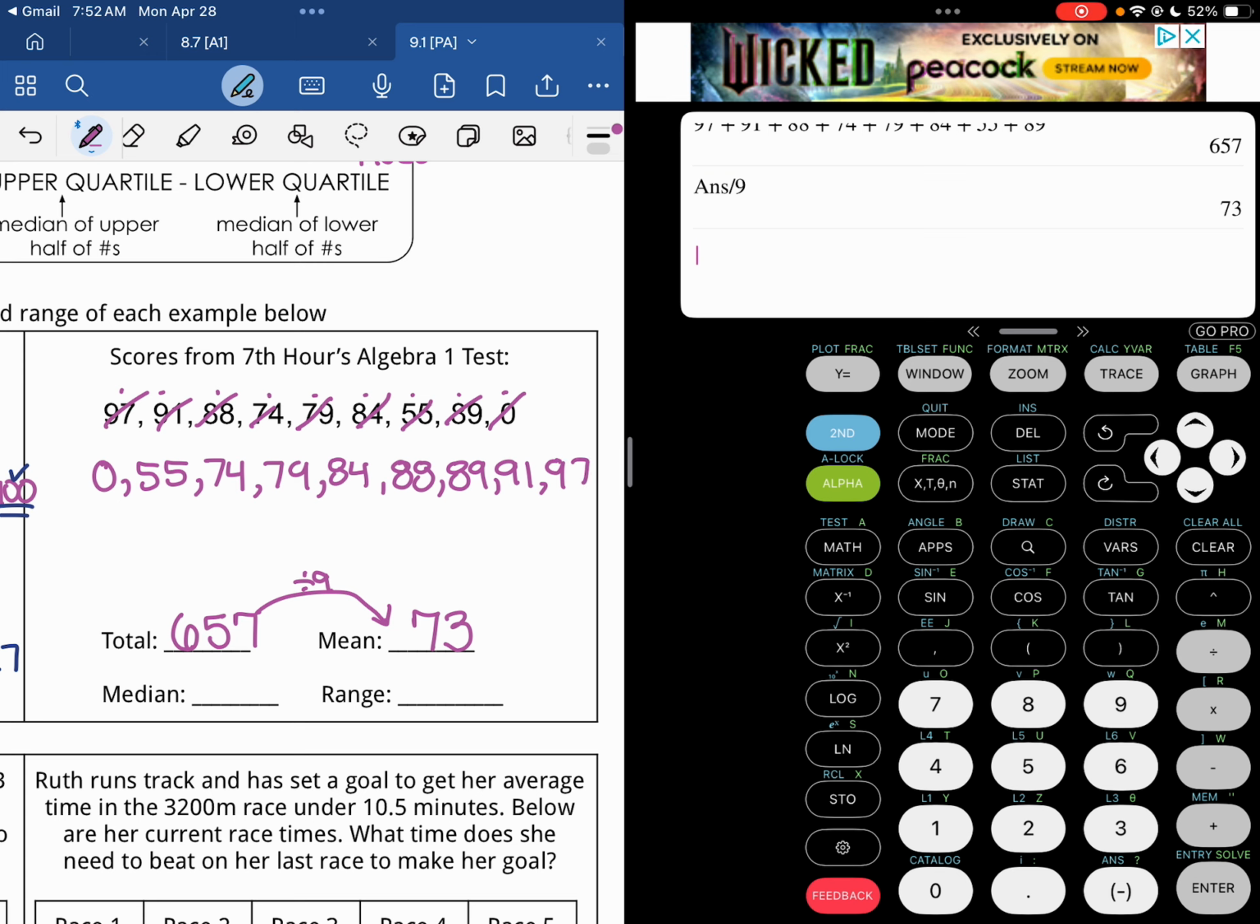And then you cross off one on each side till you get to the middle. And this time it's 84 perfectly in the middle. So your median is 84. But if you have two numbers, you add them and divide by 2. And then my range, last but not least, my maximum was 97 minus my minimum was 0. Now you don't need a calculator to do 97 minus 0, it's 97.